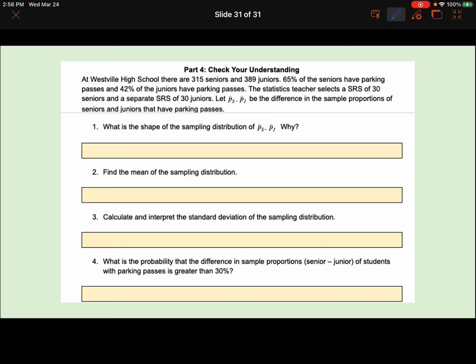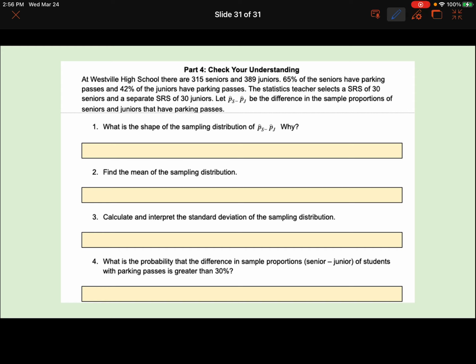All right, so got a situation up here. Westville High School. There's some juniors, there's some seniors. Some of them have parking passes. We're doing a sample of 30 seniors and 30 juniors, and we're looking to find the difference of sample proportions of seniors and juniors that have parking passes. Okay, first of all, we have to figure out what is the shape. Hopefully it's approximately normal, otherwise we can't really do anything, but we have to show that it is. So to do that, we're going to check and show that the large counts condition is met for both populations.